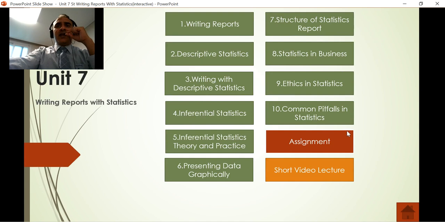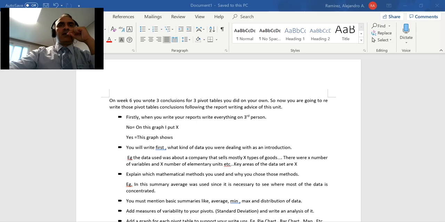Very good. So now your assignment for this week, you're going to be looking at unit number 6. You were writing conclusions about your pivot tables. So you're going to look at them again, and then what you're going to do with those 3 conclusions you wrote for your 3 pivot tables, you're going to rephrase them based on what we saw in this unit.